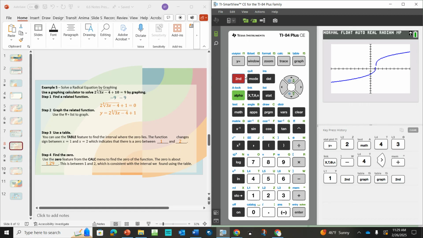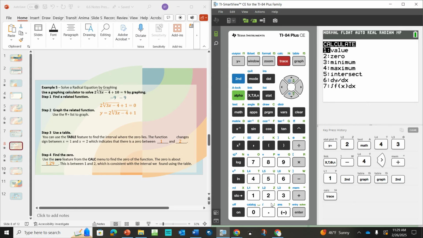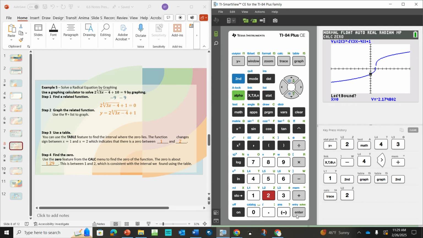So I'm going to press second trace 2. And then for left bound, I'm left of that x-intercept, so I press enter. Then move to the right till you're beyond that and press enter, and then get your cursor as close to that x-intercept as possible for guess and press enter. And the answer is x equals 1.29 when we round to the nearest hundredth, which is what we thought from our table, that the answer would be between 1 and 2.